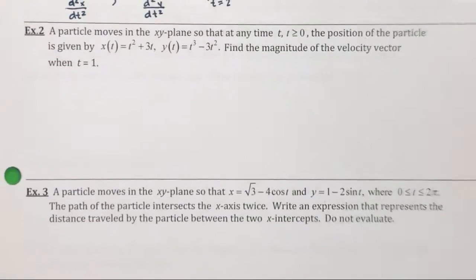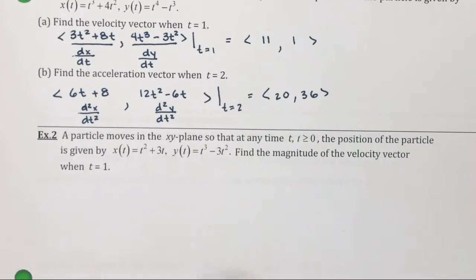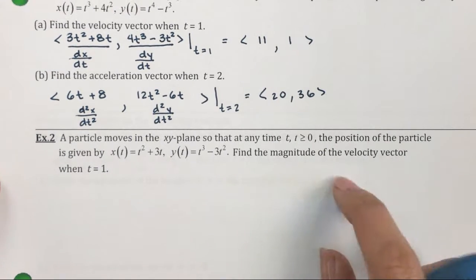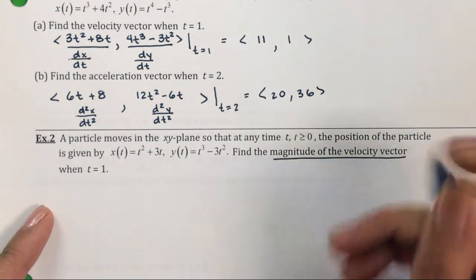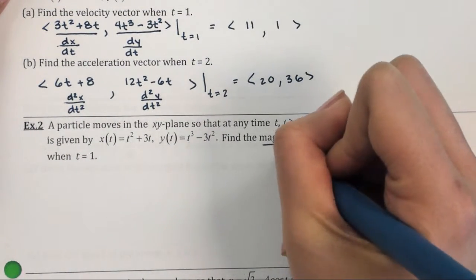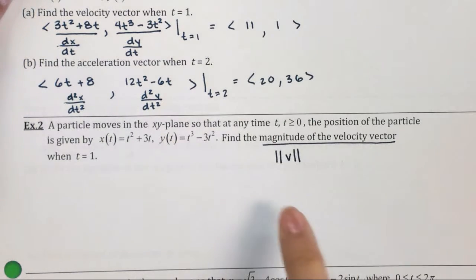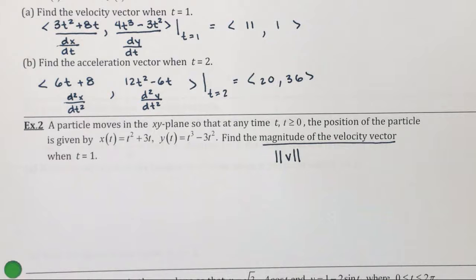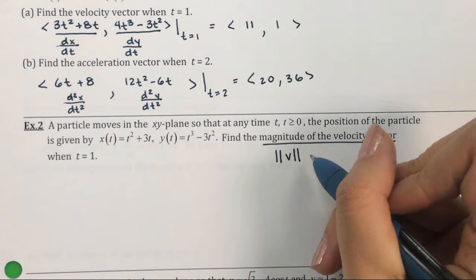Okay. A particle moves in the xy plane so that at any time t, the position of the particle is these two components. Find the magnitude of the velocity vector. So if you remember from physics, magnitude of the velocity vector looks like this. I think it's only one bar in physics. That's what my 5th period told me. But in calc we do two bars because the one bar looks just like an absolute value. The two bars look like magnitude. Whatever though. You do whatever notation you want to do.